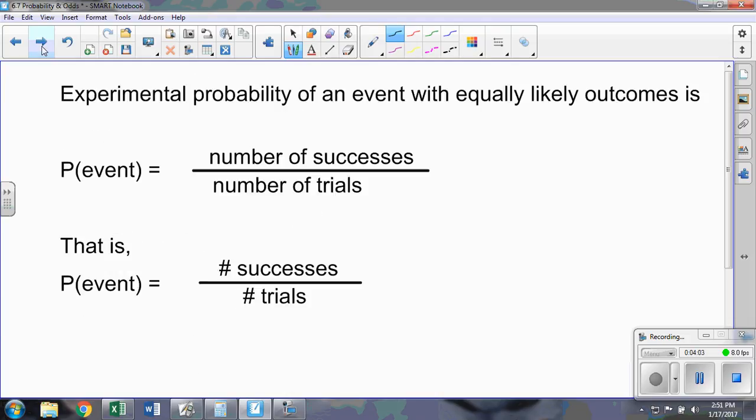Experimental probability is very, very similar to theoretical. And that one is simply number of successes, but instead of the total number of outcomes, the number of trials that it takes to happen, or how many trials were conducted.